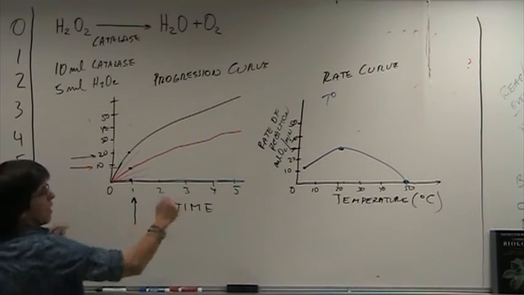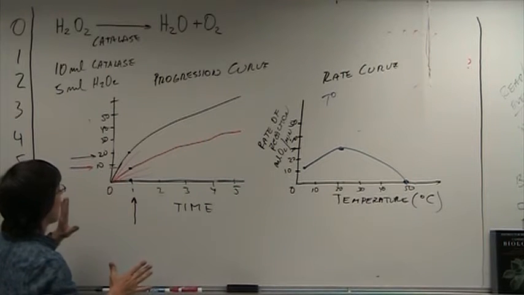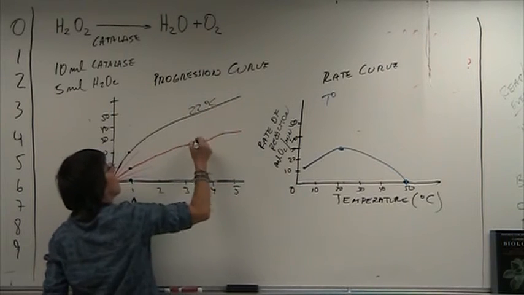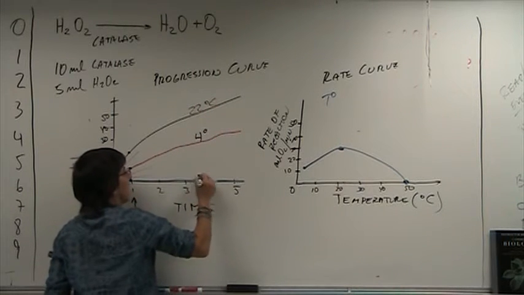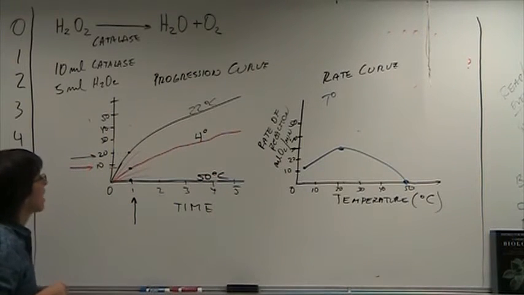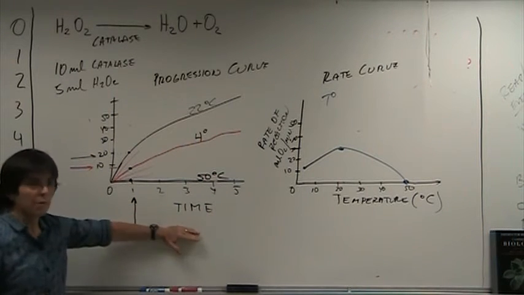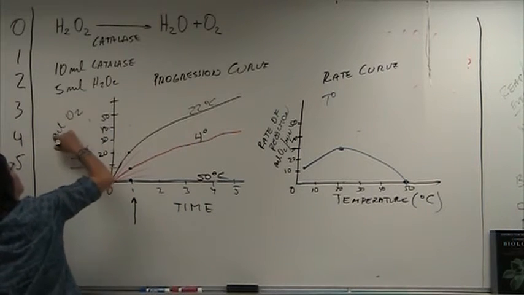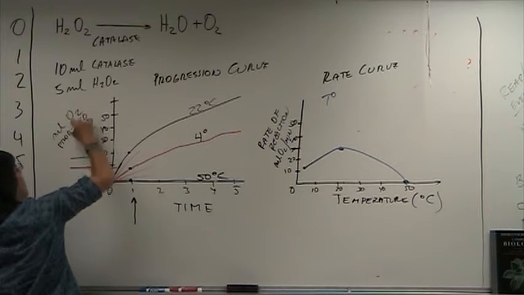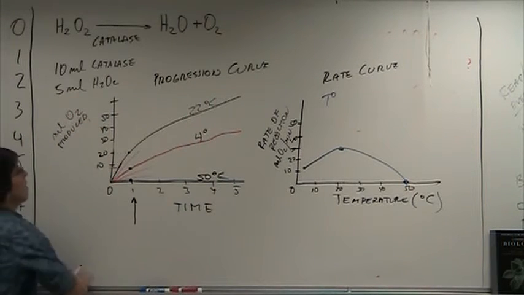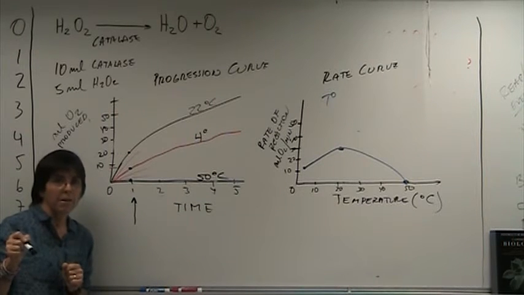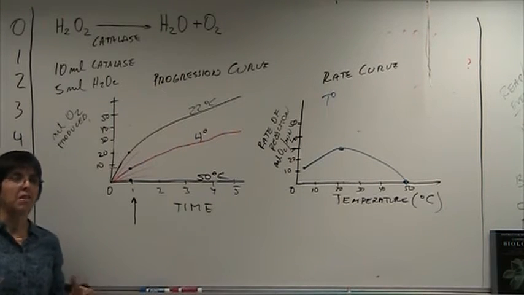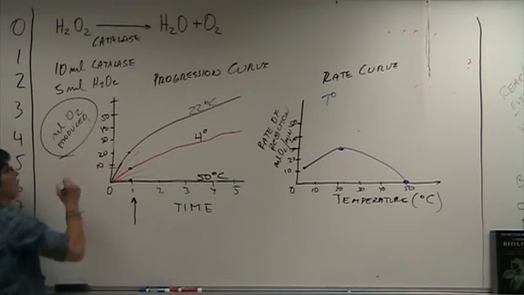Now, before I go over a little bit what's happening in the other ones, you have 3 curves here. You have 22 degrees, you have 4 degrees, and you have 50 degrees Celsius for the reaction. Here is the progression because it's time, and here is the amount of mLs of oxygen produced. What is the dependent variable here? Remember, D for data. Dependent is the new data that you are generating.